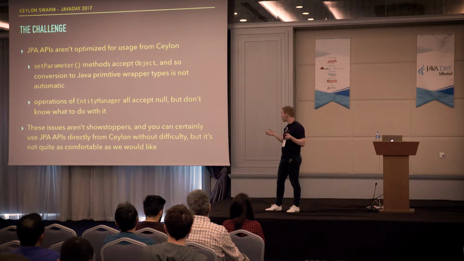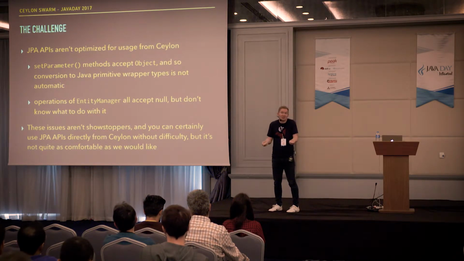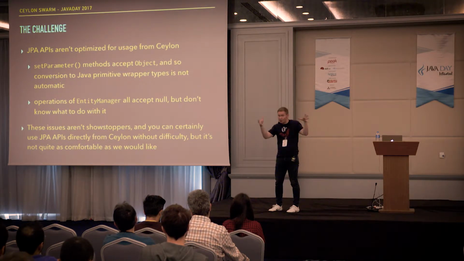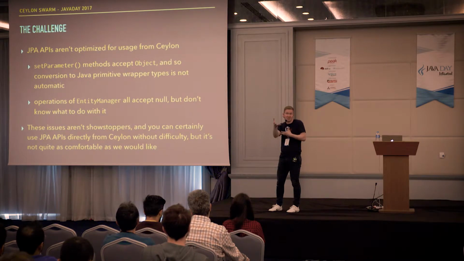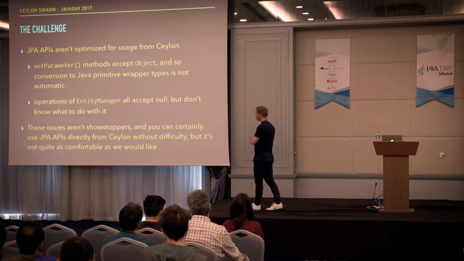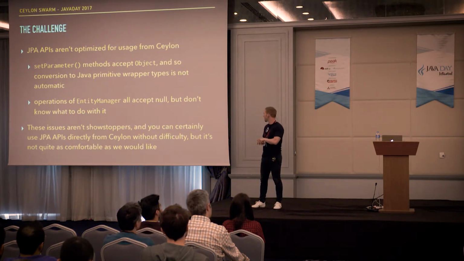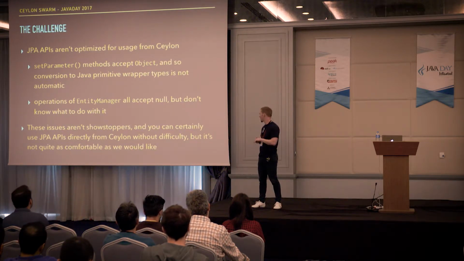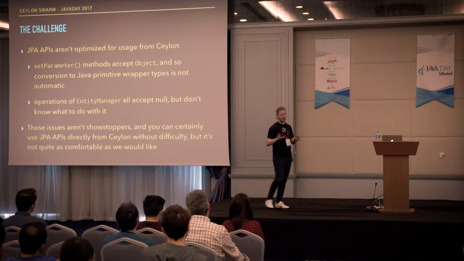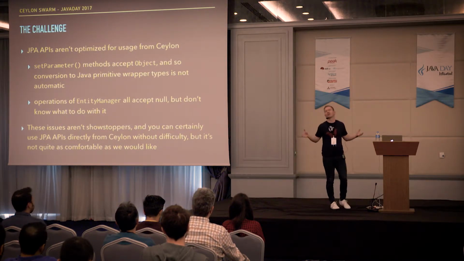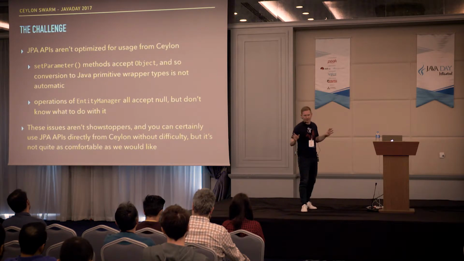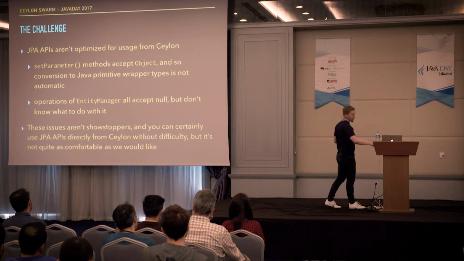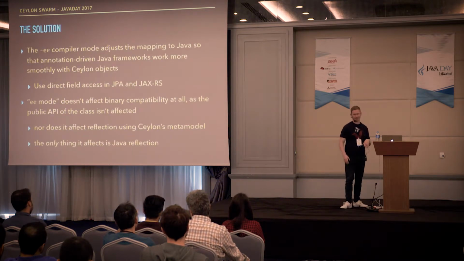Operations of the JPA entity manager all accept null, because Java itself doesn't have type-safe null, and so all the APIs of Java don't define whether they accept null or not. Again, these issues really aren't showstoppers, and you can use the JPA's API directly from Ceylon without any real difficulty at all. But it's just not quite as comfortable. We're looking for perfection here, not "oh yeah, you can make it work." We're looking for "it's beautiful," not "it's okay."